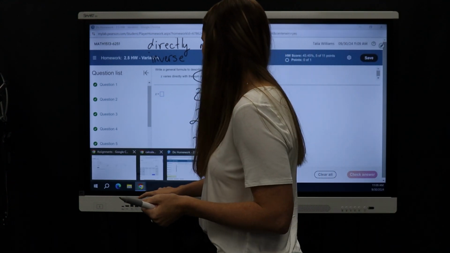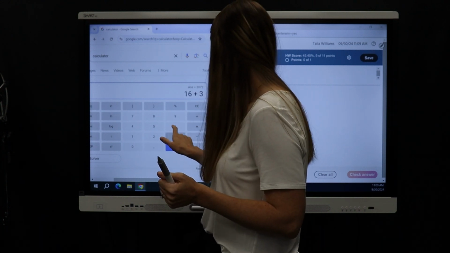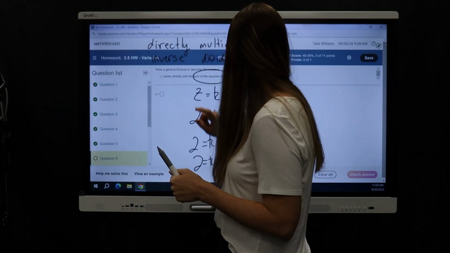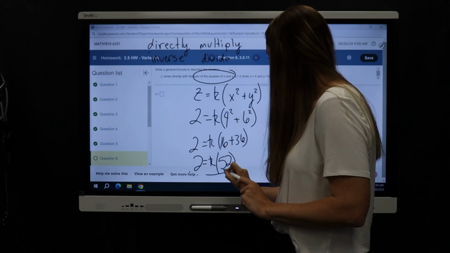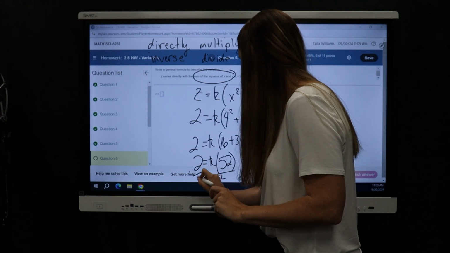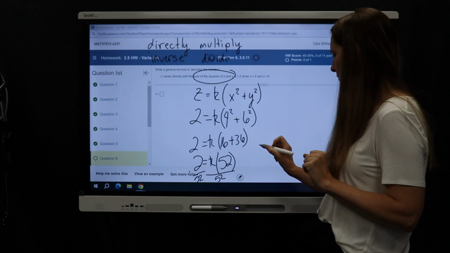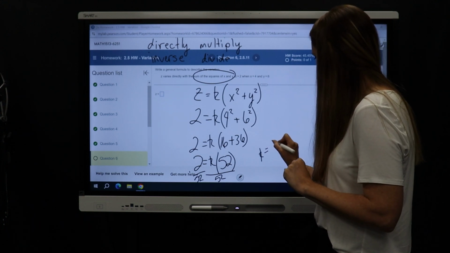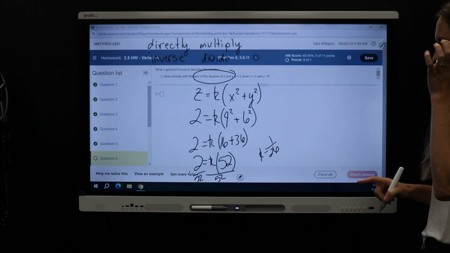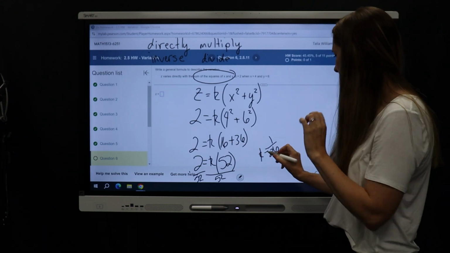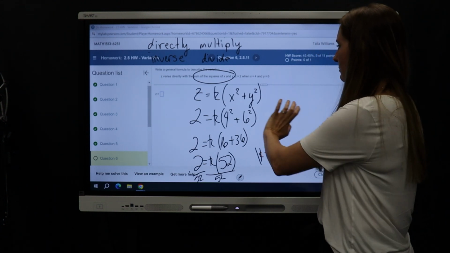let's just double check. I know I should do that in my head, but my brain is fuzzled. 52, and then we divide by 52. 2 over 52 is going to reduce to 1 over 26, because 2 goes into 2 one time and 2 goes into 52 26 times. So k equals 1 over 26, and we're going to put that back in here.